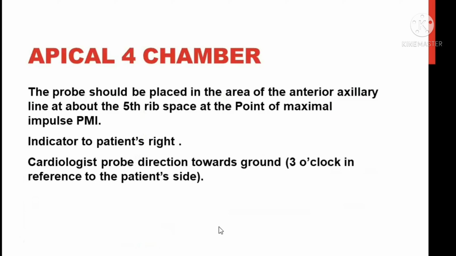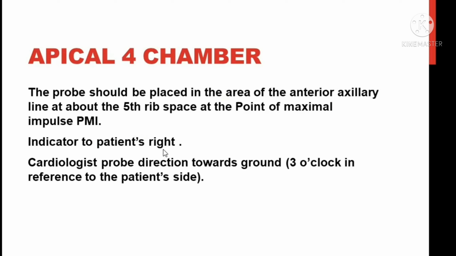So you see parasternal long and short. Now let's say the apical four chamber. The probe should be placed in the area of the PMI. It's better to find the PMI first, because it will be easier to scan if you find the PMI. Otherwise, you can start from the lateral angular line, scan, and then come anterior.